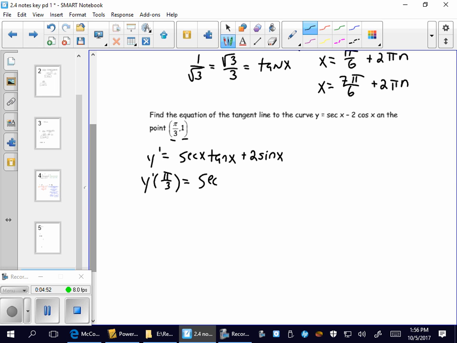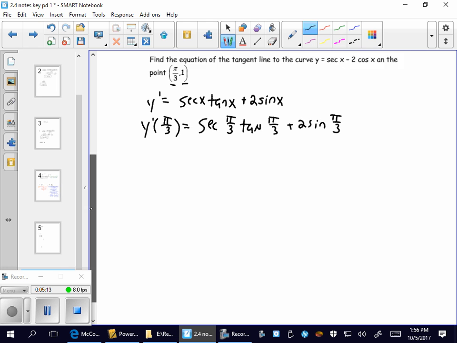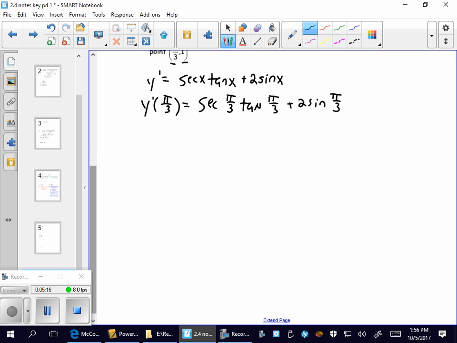So secant of pi thirds tangent of pi thirds plus 2 sine of pi thirds. This is why we do the trig table chart quizzes, because we need to be able to figure these values out relatively quickly. Secant, not one I typically remember off the top of my head, but I do know that it is the reciprocal of cosine, and cosine of pi thirds is one that I know. Cosine of pi thirds is 1/2. Therefore, secant, which is the reciprocal of 1/2, would be 2.